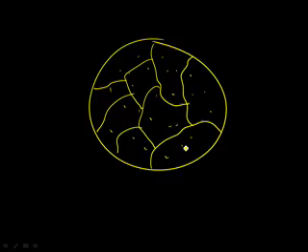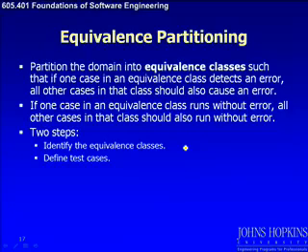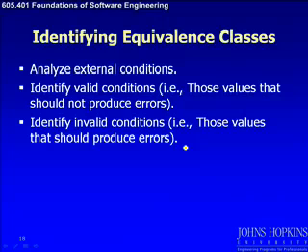Now, you could still have a lot of partitions, right? So what we'll base our partitions on, usually when we're doing this equivalence class partitioning, is a similar kind of externally visible behavior. So we'll analyze all the external conditions and identify valid conditions, in other words, values of the input variables that cause the program to run properly, and then we'll identify some invalid conditions, values of the input variables that would cause the program to fail.